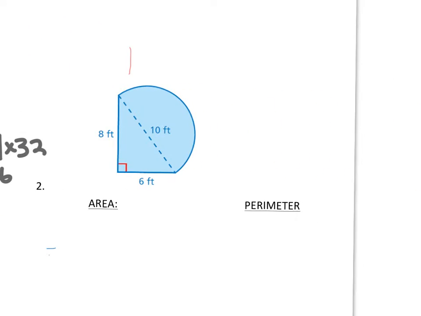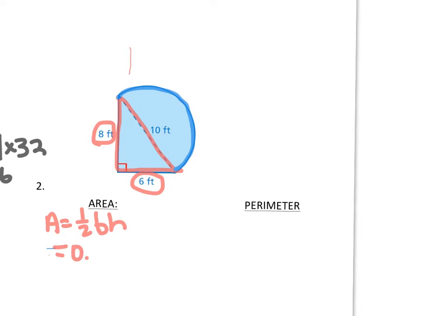For number 2, I'll come over here, and I have a triangle right here. So I need to find the area of that. And then I have a semicircle. So I'll have to find the area of that. So I'll first find my triangle. 1/2 the base times the height. The base is 6 and the height is 8. Which gives me 24 feet squared.